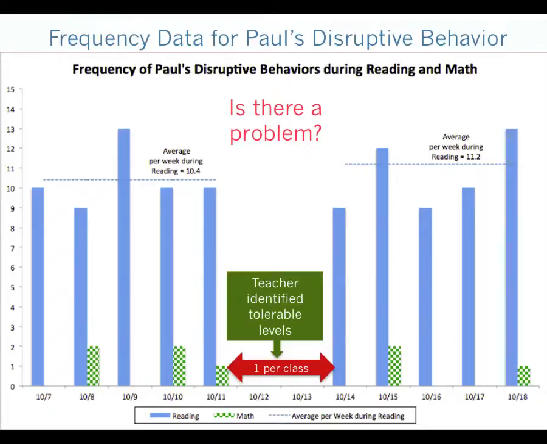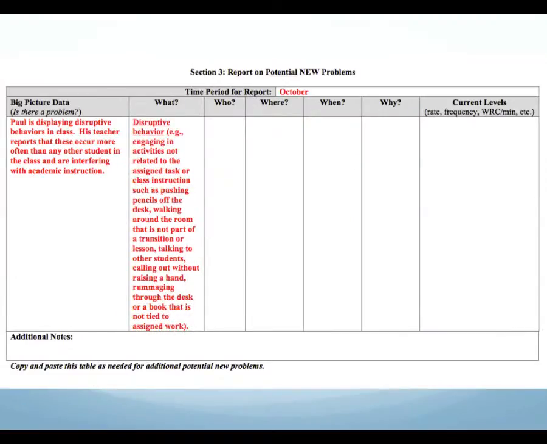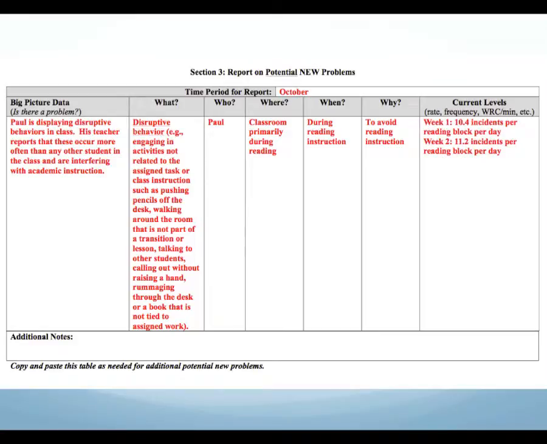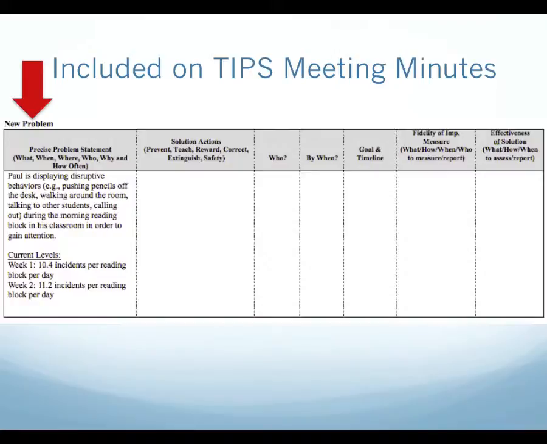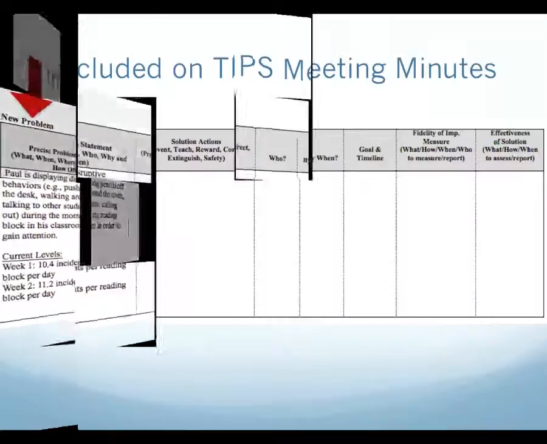When we look more closely at this, yes, there is a problem. And you can see from that information, we're able to tease apart precision elements and gather our current levels. All this information now filters directly into the TIPS meeting minute form under New Problem, for the first box where we have the precision statement. Again, this now can be shared during the upcoming meeting as a draft that can be tweaked and played around with depending on the discussion that happens during the problem-solving process.